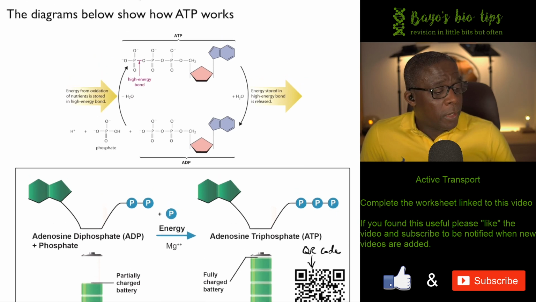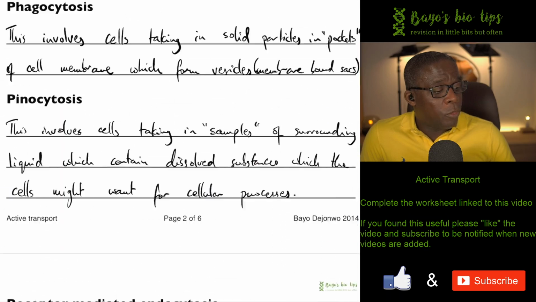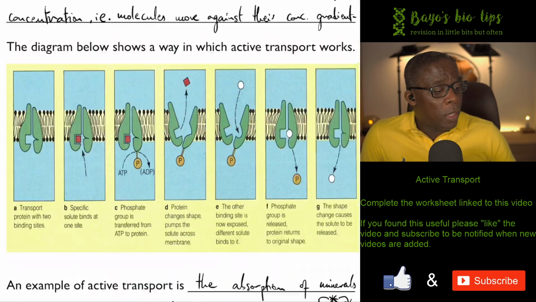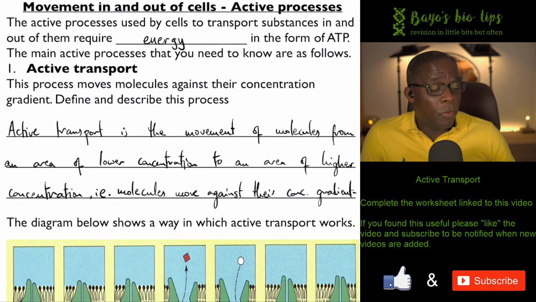So that is it on active processes. You don't need to know quite as much about active processes as you do for the passive processes like diffusion and osmosis. And quite a lot of people seem to struggle with osmosis. So I suggest you look at the video I made earlier about osmosis. Just go to the channel and you can find it.